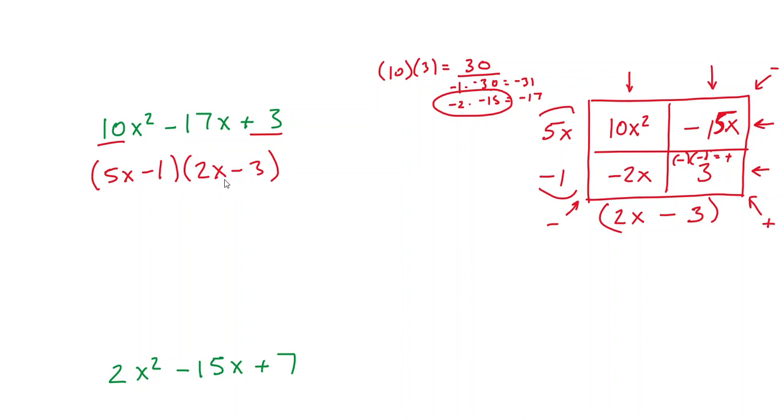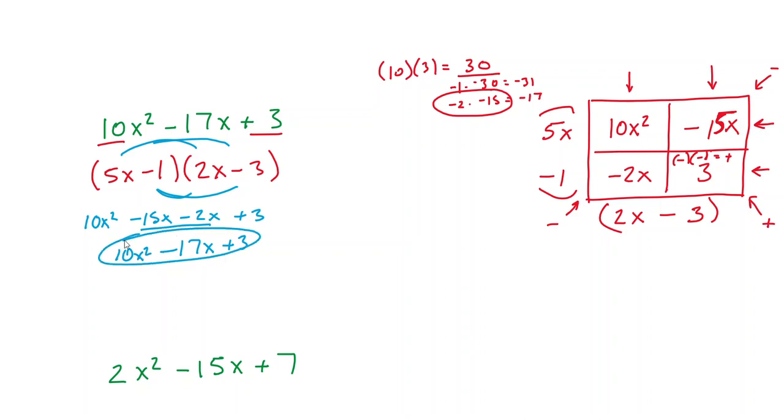Okay, let's just multiply these out and see if what I've been saying is true. So 5 times 2x is 10x squared. 5 times negative 3 is negative 15x. And negative 1 times 2x is negative 2x. And then negative 1 times 3 is positive 3. Negative 15x minus 2x is negative 17x. So this is what we started with. That's the original trinomial, so that's correct, which means that these factors are correct.